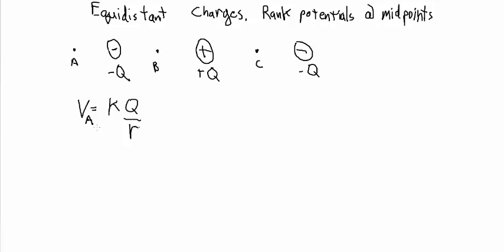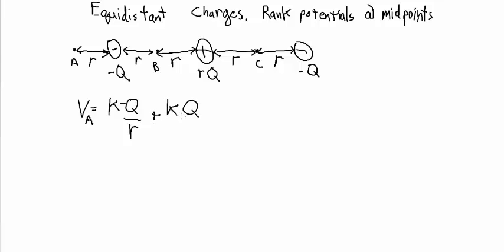So looking at the potential at point A, there is a negative potential from this charge right here, and we'll just call this the distance r. So half of the distance between any two charges is going to be r, since these are equidistant charges. And note that the potential from this first charge is a negative potential. Since the second charge is positive, it's going to create a positive potential at point A.